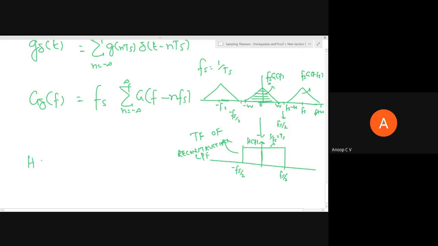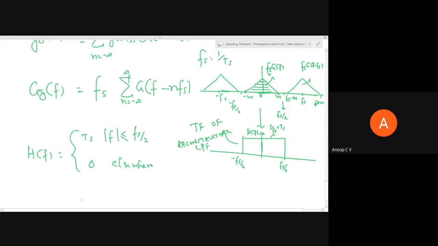So I'll write H of f is equal to Ts for mod of f less than or equal to, say, W, or fs by 2 I'll write. Mod of f less than or equal to fs by 2, and it will be 0 elsewhere, right? So this is the H of f.